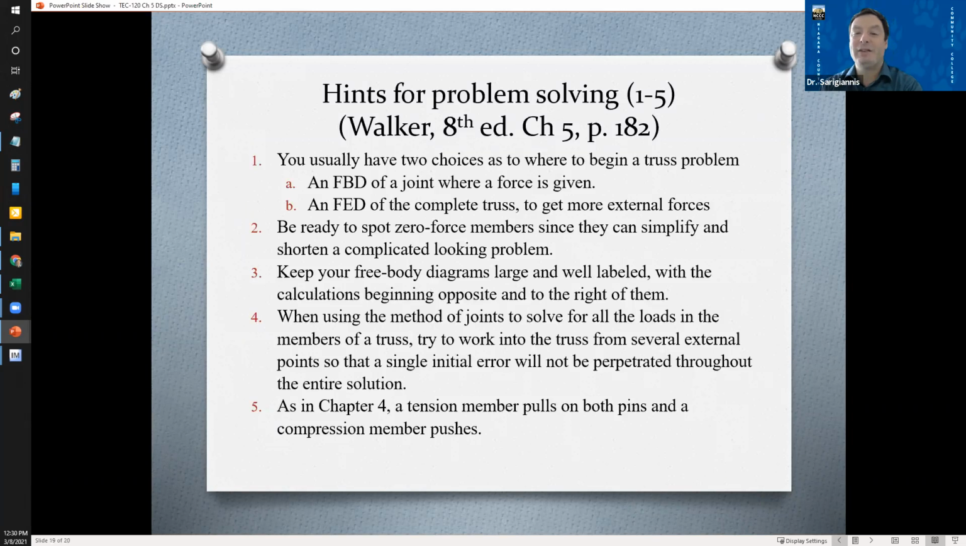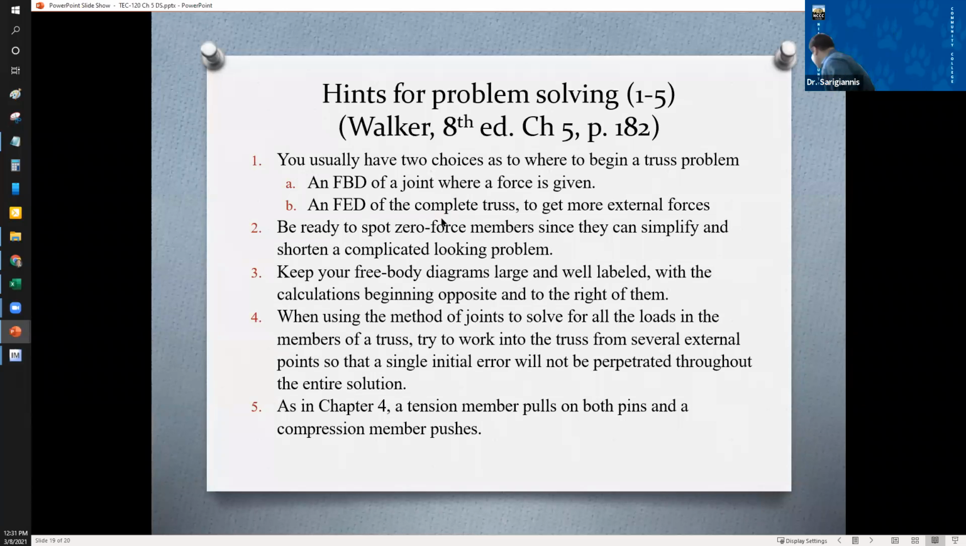Trusses, right? You usually have 2 choices. You can look at the free body diagram of the joint where the force is given, or the diagram of the completed truss to get the external forces, right? You have some kind of starting point. You're looking at, okay, what information do I have, right? Do I have the free body information from one of the joints where there's a given force, or is it a free body diagram of the completed truss, and some other force that's not part of the free body.